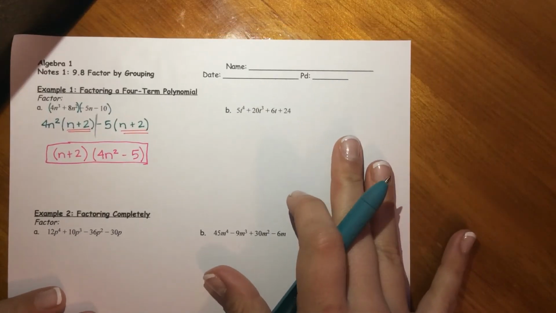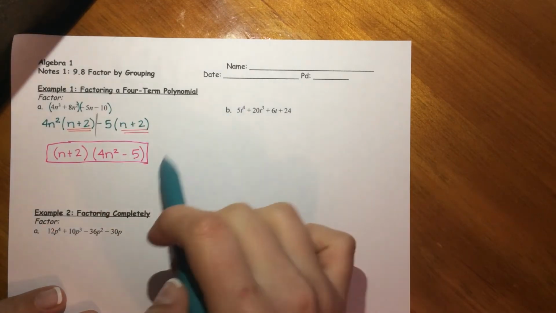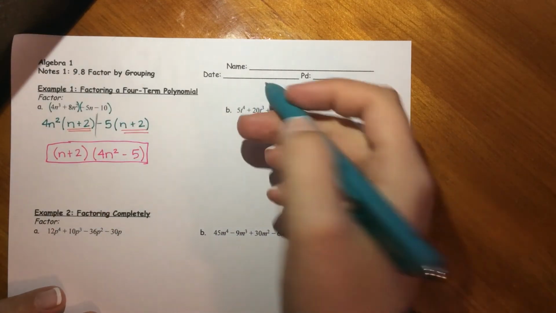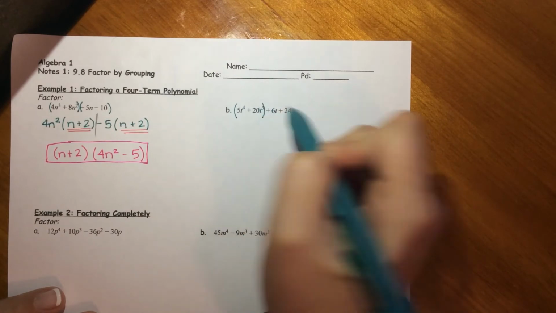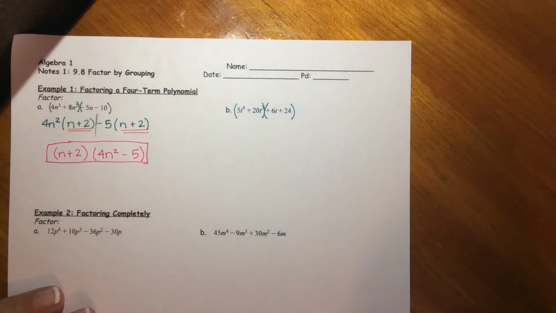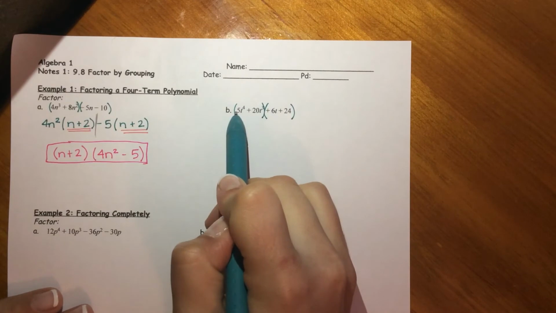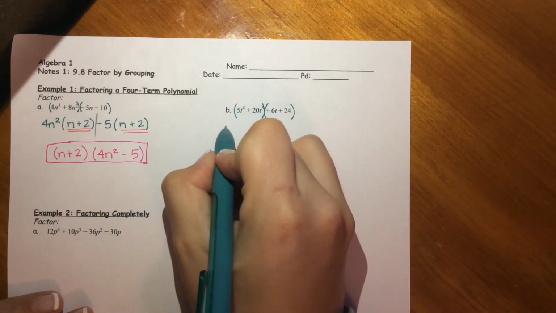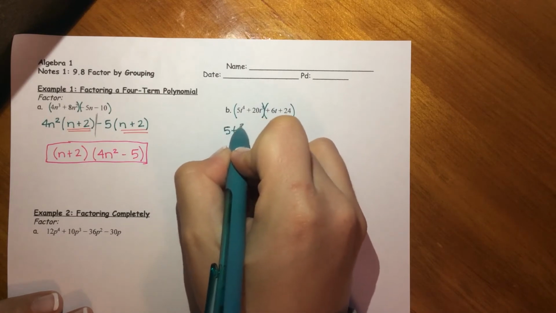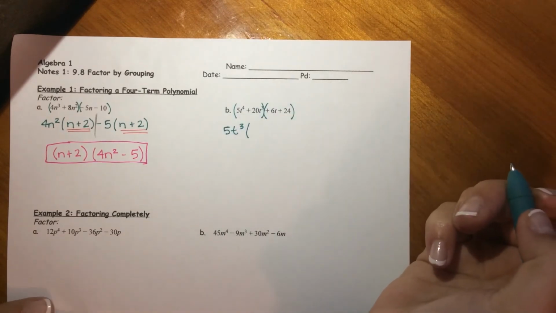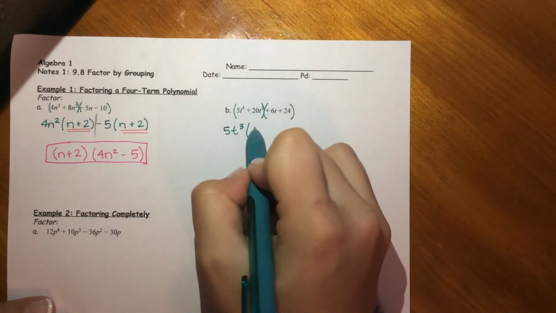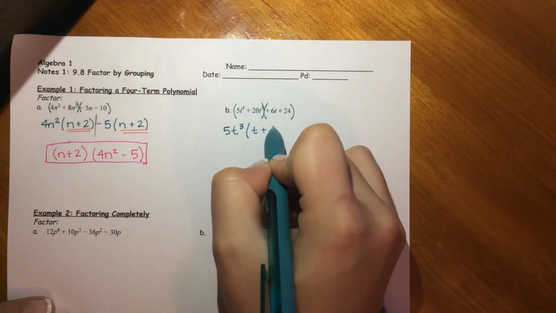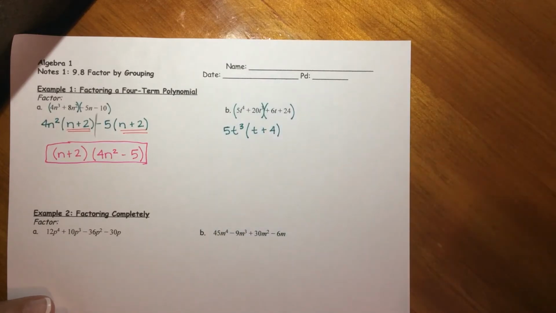Looking at this polynomial, again, we're going to split the polynomial in half. We're going to group the first two terms and then group the second two terms, each with a set of parentheses. Looking at the first set of parentheses, we want to factor out a GCF. So we have 5t to the fourth plus 20t cubed. My greatest common factor is going to be 5t cubed. I want to factor that out, which means I want to divide it out, so I'm going to be left with t plus 4.